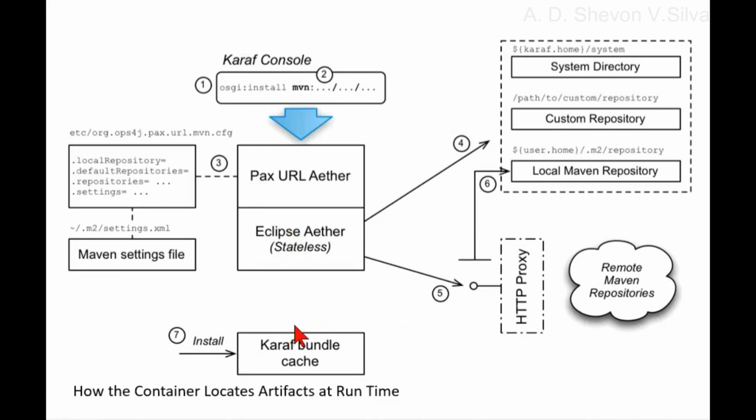At runtime with Linux, the process of locating Maven artifacts is implemented by the Eclipse Ether library, which is bundled in the Karaf container, so it is not necessary for Apache Maven to be installed on the container host. It is possible to customize the Karaf container's Maven configuration by editing etc/org.ops4j.pax.url.mvn.cfg.